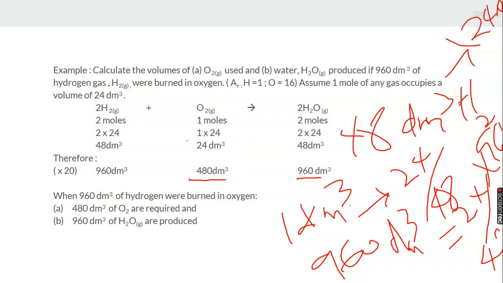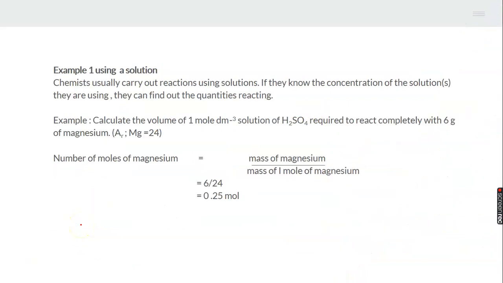So when you do that, you get what I just got here. You do that for hydrogen, that's for oxygen. You're going to get 480. Then you follow the process and do it for steam. You get your 960.